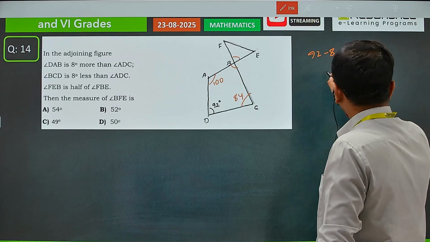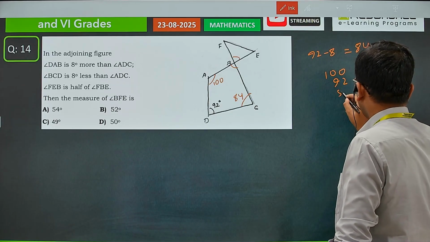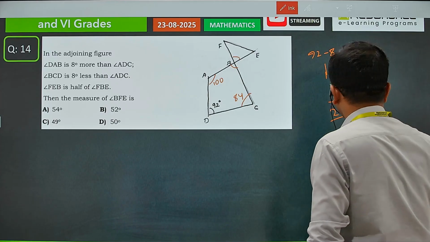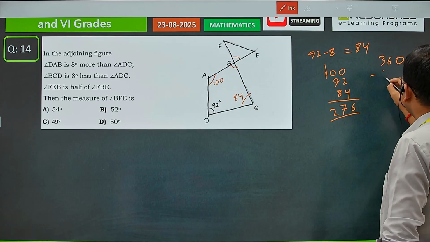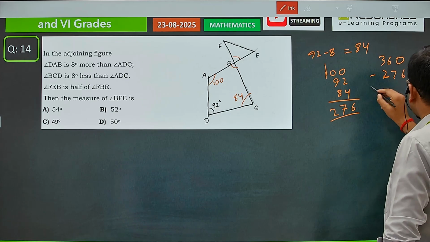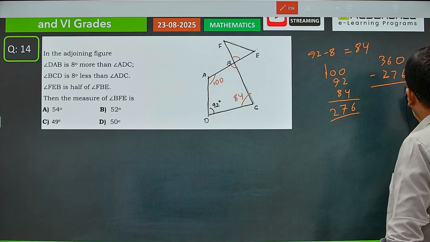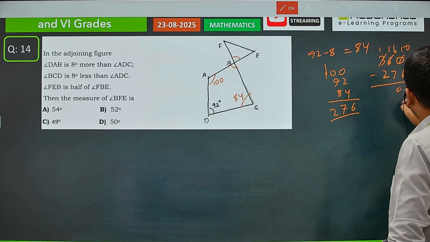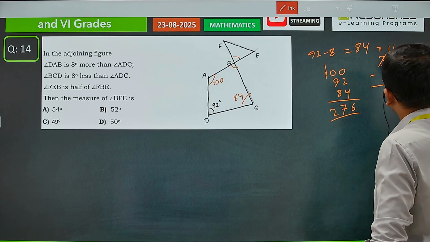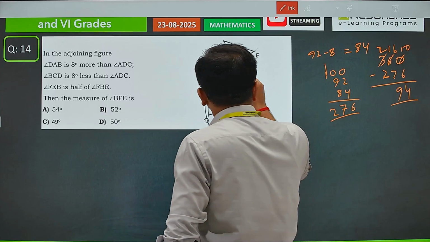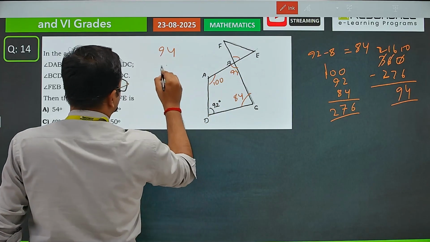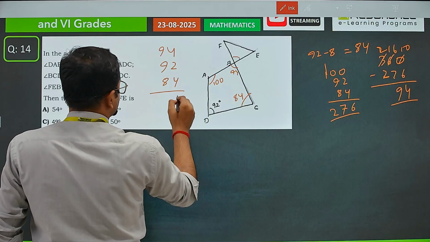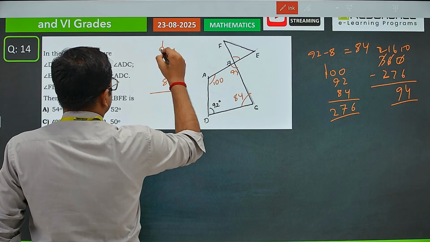So that is 100 plus 92 plus 84. Let's add it up. That's 276. Then 360 minus 276 gives us 84, sorry, that gives us 94. Cross verification you can do: 94, 92, 84. Just add it up, that is 100. Anyhow, we will get it.